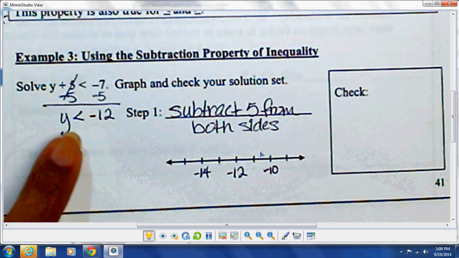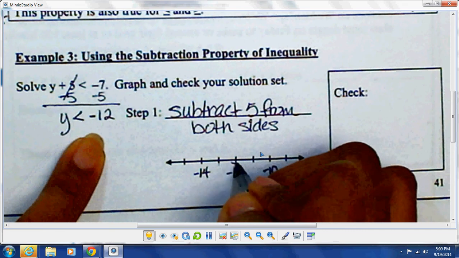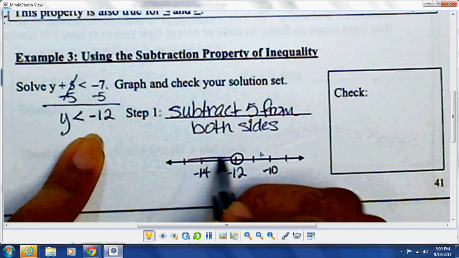Okay, let's graph. Since we know we started at negative 12, put your circle. Since it says it's less than negative 12, we need an arrow going to the left.